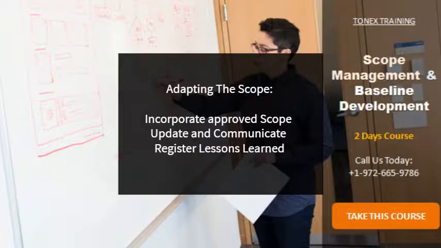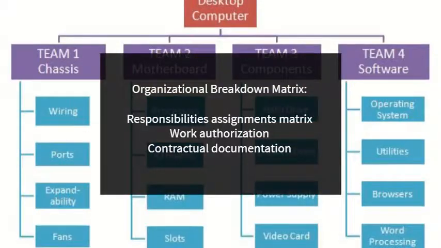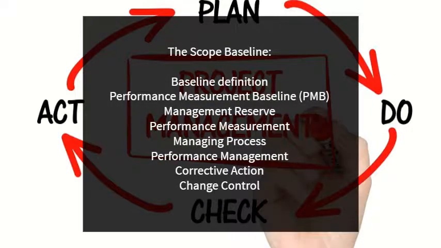Register lessons learned. Organizational breakdown matrix. Responsibilities assignments matrix. Work authorization. Contractual documentation. The scope baseline. Baseline definition. Performance measurement baseline, PMB. Management reserve. Performance measurement. Managing process. Performance management. Corrective action. Change control.